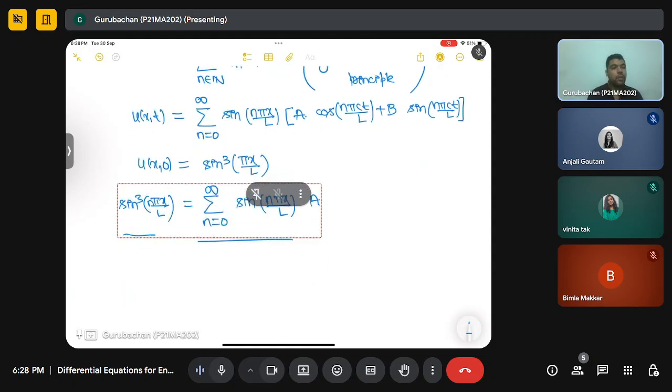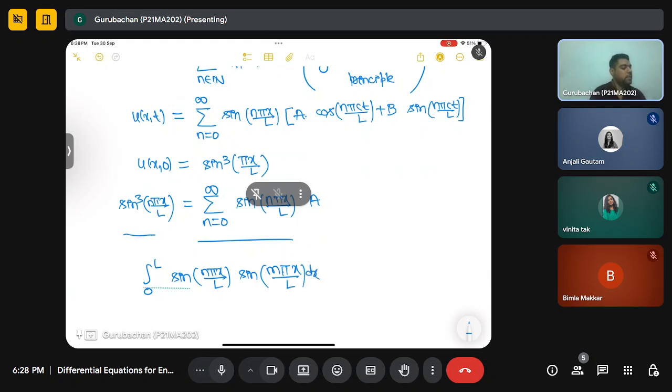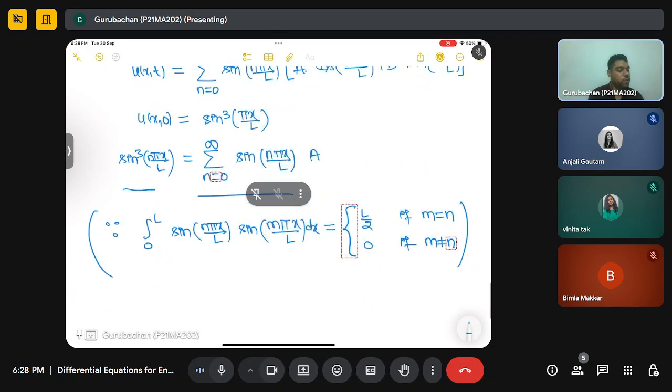What we will use? We will use the orthogonal property of sine and cos function. We know that the integral from 0 to L of sine n pi x by L times sine m pi x by L dx is nothing but L by 2 if m equal to n, and 0 if m not equal to n. This is the orthogonal property of these trigonometric functions. Okay, so I will prove it after this question. So let us first focus on this.